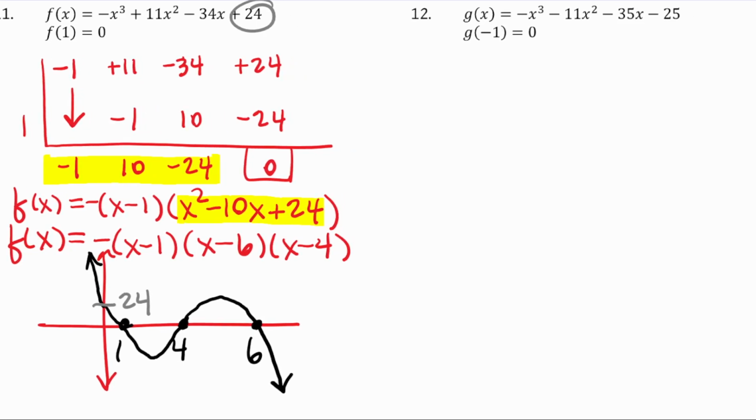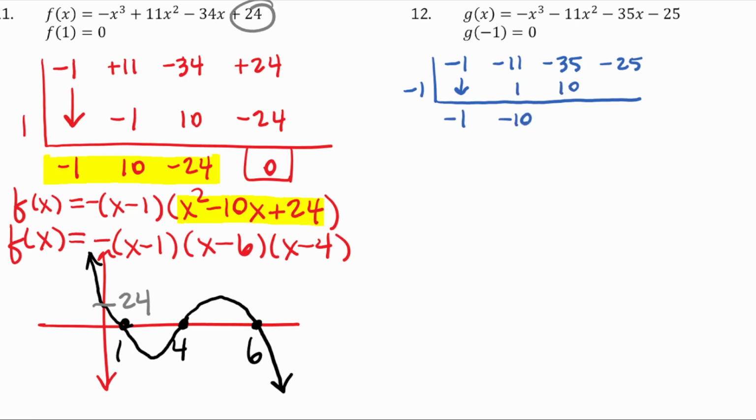Right, number 12 looks like more of the same. Negative 1x cubed, negative 11x to the 2, negative 35x to the 1, and negative 25. So g of negative 1 equals 0, so I'm putting that out there. Negative 1. Okay, running it through synthetic, getting the 0 that I expect, because they told me that g of negative 1 equals 0. What I'm mainly interested in is the quotient here.